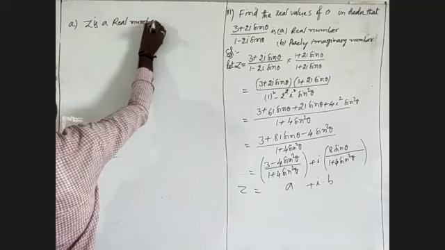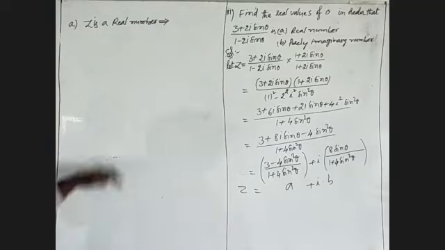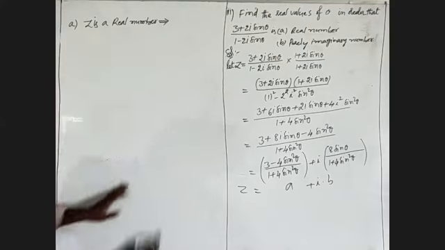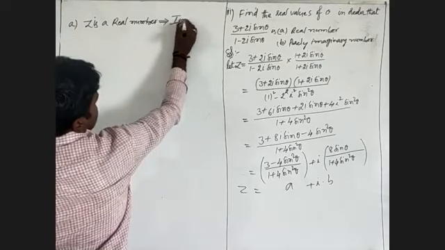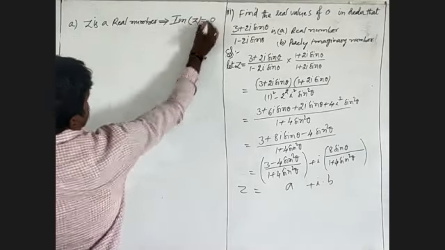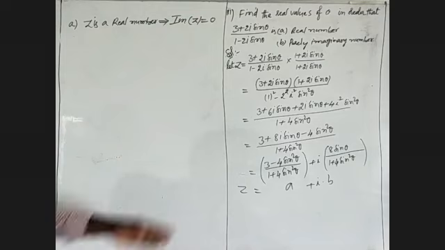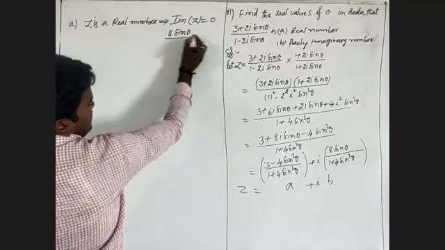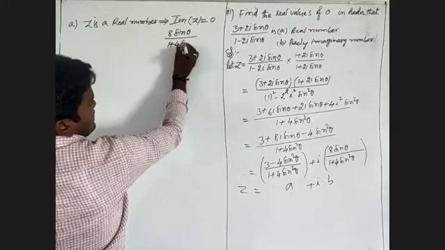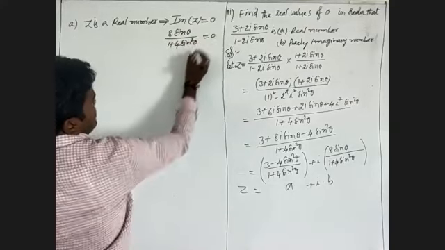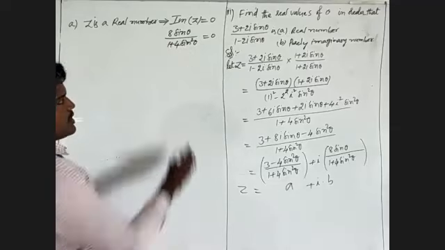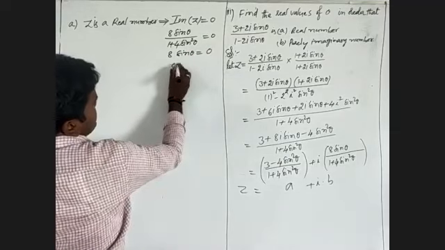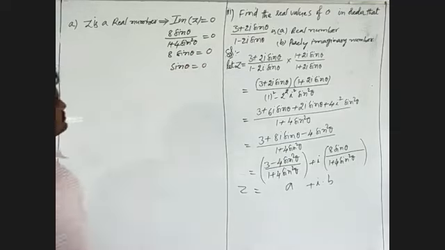z is a real number. We will observe that z being a real number means the imaginary part of z must be equal to 0. What is the imaginary part? 8 sin theta by 1 plus 4 sin square theta must be equal to 0. The denominator side value becomes 0 times any value is 0. That means 8 sin theta is 0, so sin theta is equal to 0.